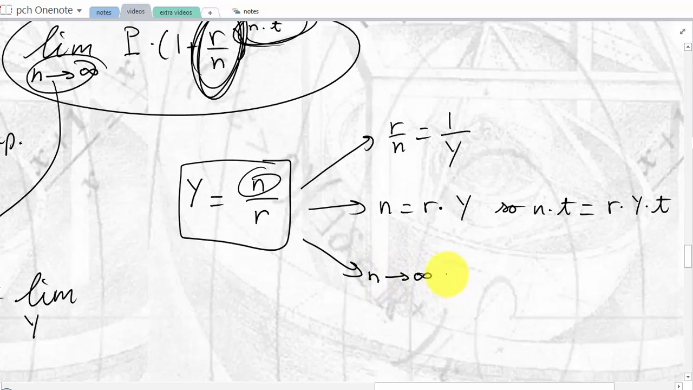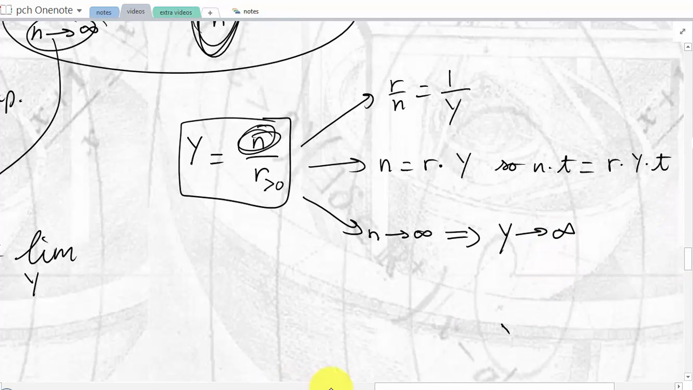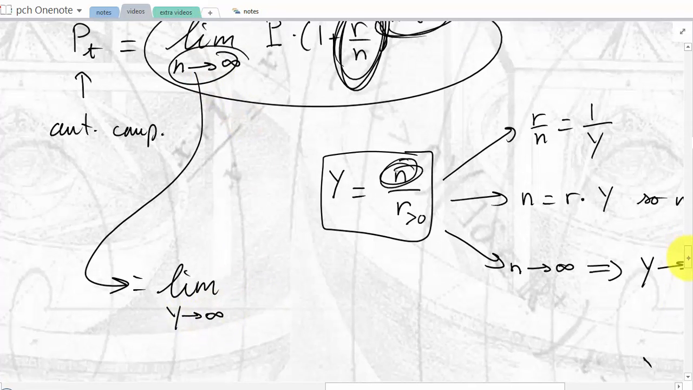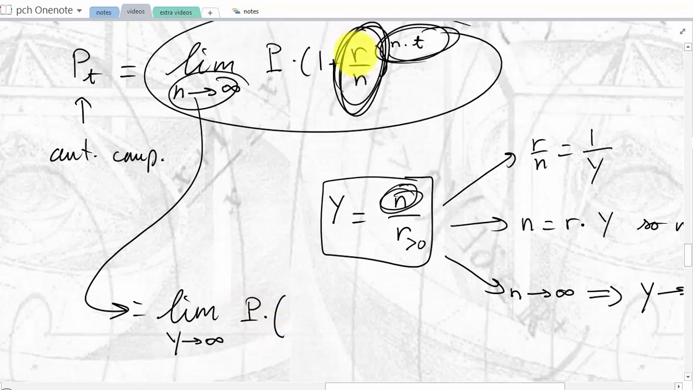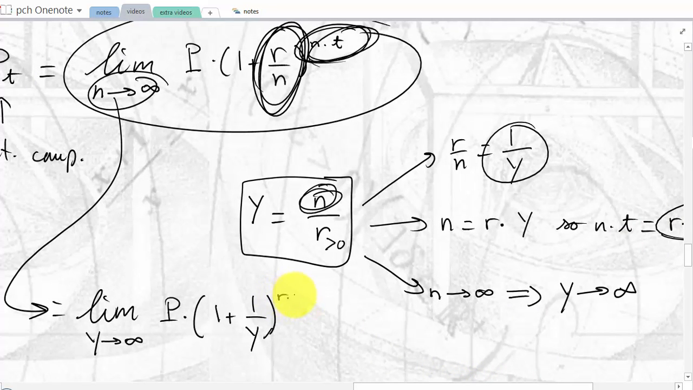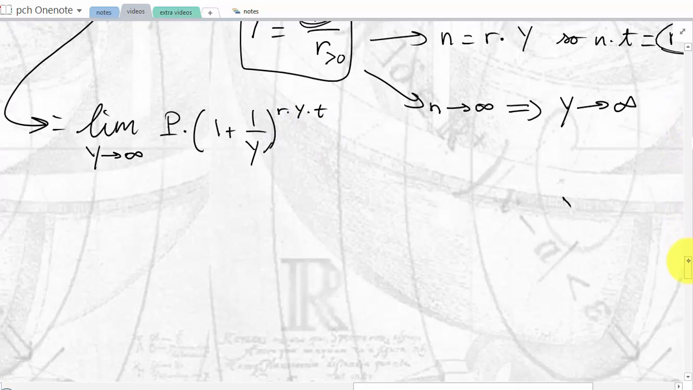If n gets large, r is a positive quantity. It's an interest rate, it's positive. And so when you take something that approaches infinity and you divide it by a positive quantity, it's still going to approach infinity. Y is approaching infinity. So what happens to that limit right here? As n approaches infinity, that means y approaches infinity, of P times 1 plus r over n, which I said is 1 over y, to the power of nt, and nt I said was ryt. This is the limit I have to study.